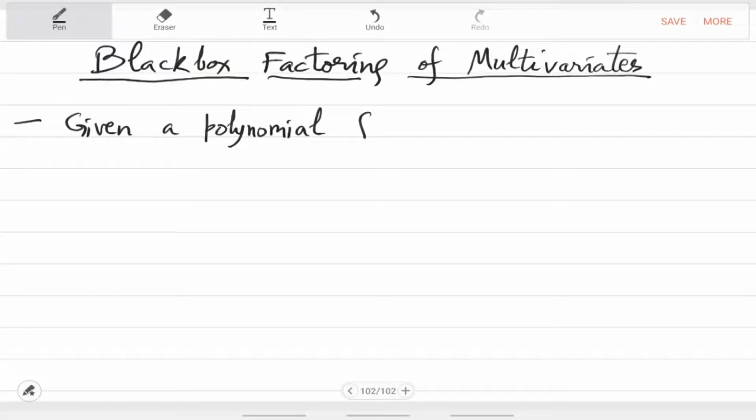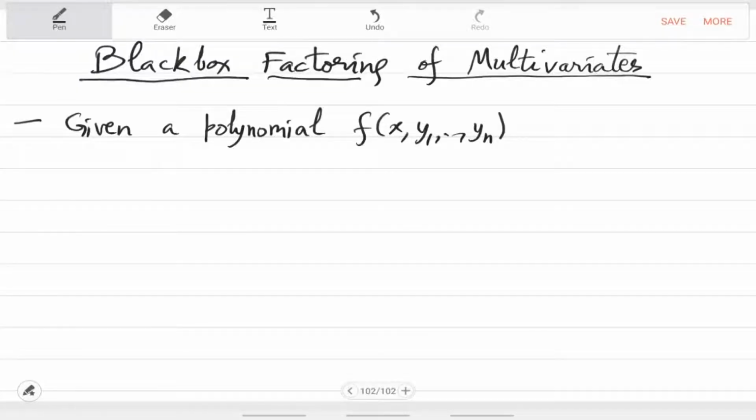So given a polynomial f, for the reasons of the presentation of the algorithm, we will distinguish the first variable as x and the others are y bar, y1 to yn. This is because we want to go modulo the ideal generated by y1 to yn. So that is how we will present the algorithm, and we'll keep the notation on the variables like this.